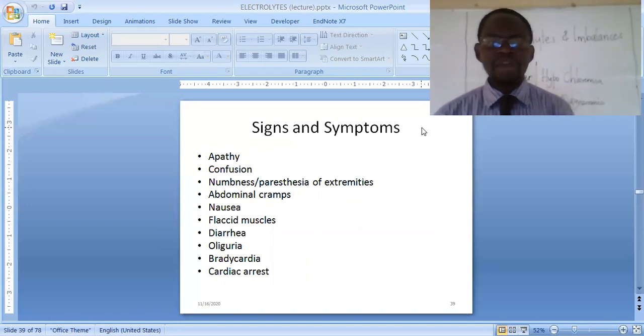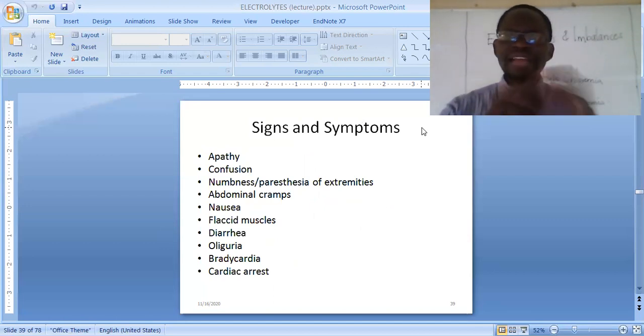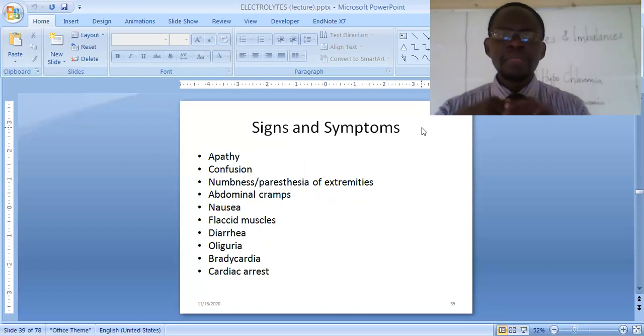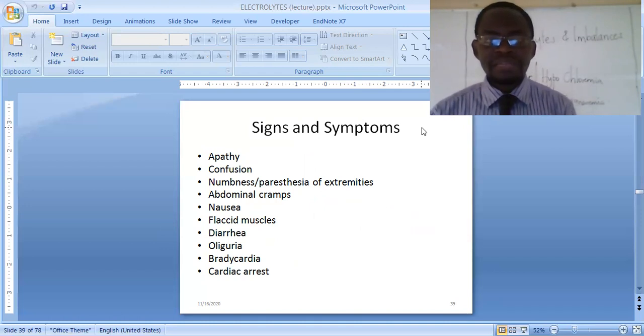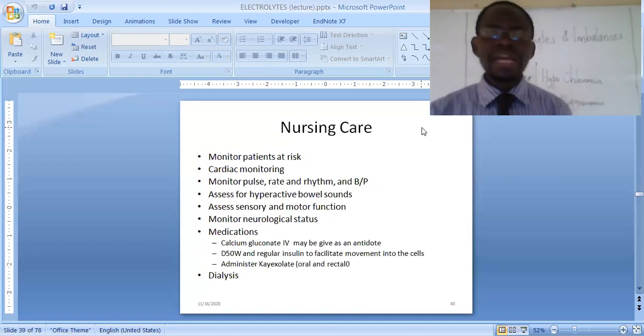Things like confusion, lethargy, numbness or even paresthesias of the extremities, as if you can't feel anything. We have abdominal cramps. We have things like nausea, vomiting, flaccid muscles, diarrhea, oliguria, bradycardia, or even a cardiac arrest at worst.